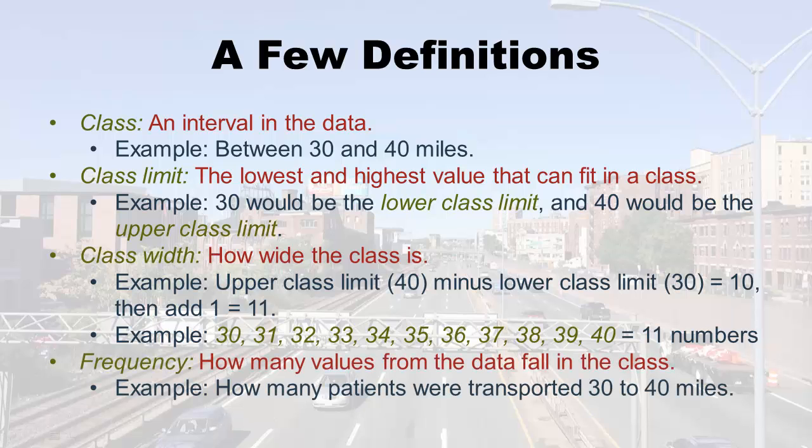Now we get to frequency, like I sort of quickly explained, and that is how many values from the data fall in the class. So how many patients were transported 30 to 40 miles? Or another way of saying it is, if you look in all the data you have and you find every single person that got a 30, 31, 32, 33, and so on, up to 40, count all those people up, then you will get the frequency for that class.